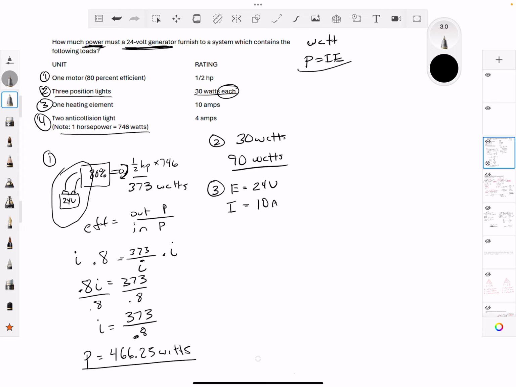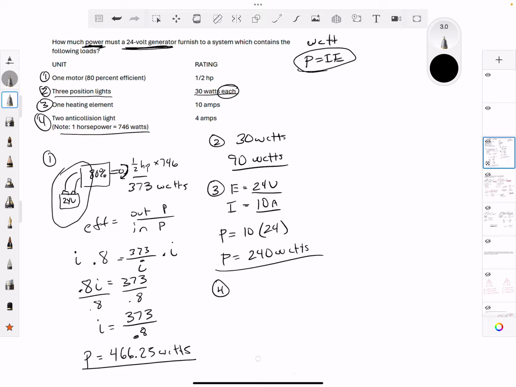So we're going to go back to our equation, P = IE, and solve for power. P equals I, which is 10, times E, which is 24. Therefore, that heating element uses 240 watts of power. So there's number 3.